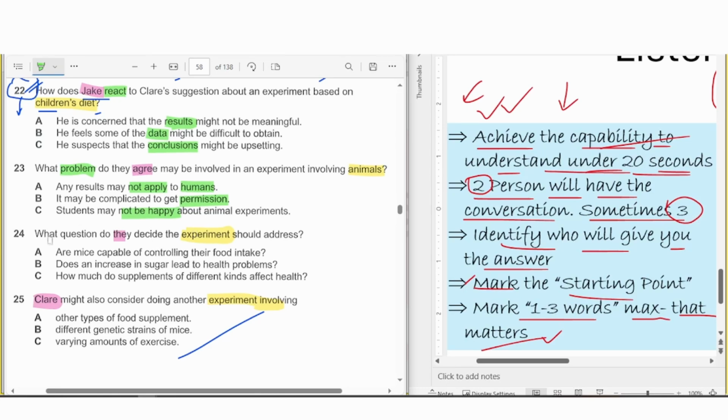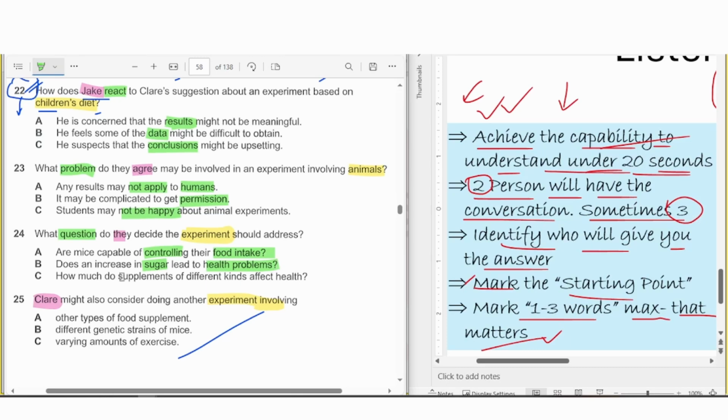All right, number 24. What question do they decide? You are looking for a question here, and they have provided question marks after every option. Are mice capable of controlling their food intake? Controlling food intake, is that what they are going to address? Does an increase in sugar lead to health problems? Sugar and health problems, is that the question they are going to address?